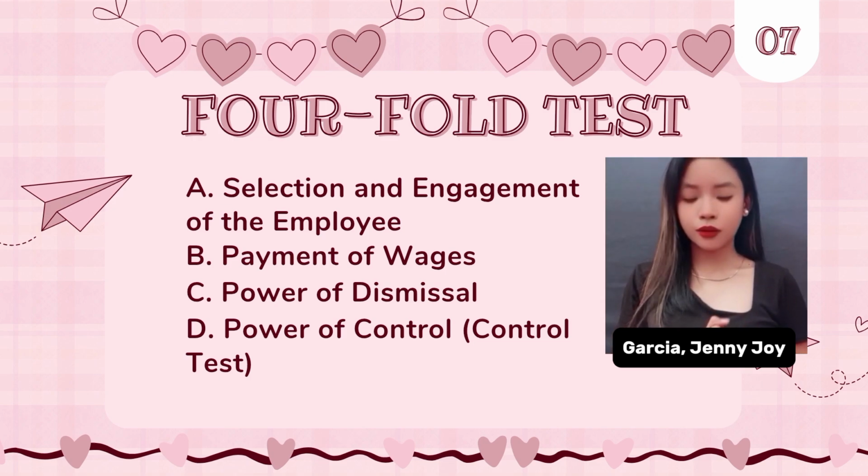The last one is the power of control, or the control test. This is the most crucial element in determining an employer-employee relationship. It refers to the employer's power to control not just the result of the work, but also the means and method used in achieving it.